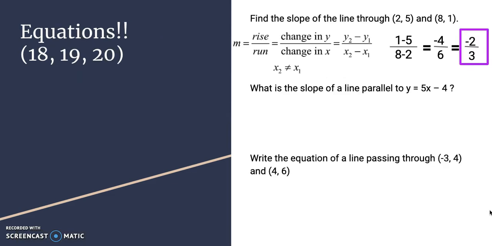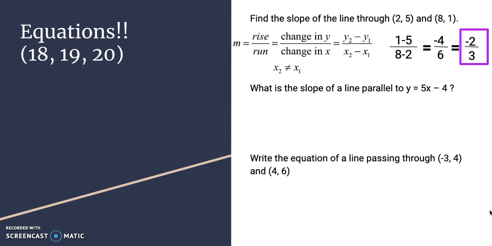Equations. So there's a few equations you need to memorize. You need to know standard form, so ax plus by equals c. You need to know slope-intercept form, so y equals mx plus b. Here's another one. You need to know rise over run or slope. Remember, slope is always a lowercase m, so it's the change of y over change of x.